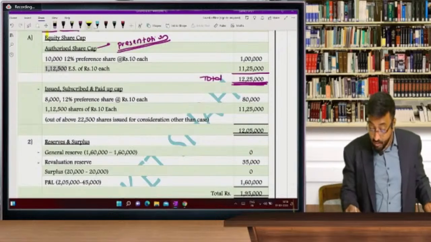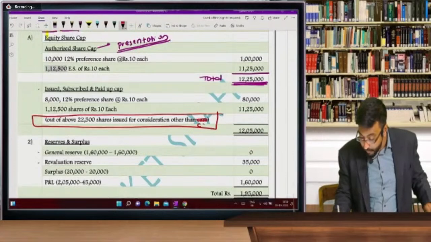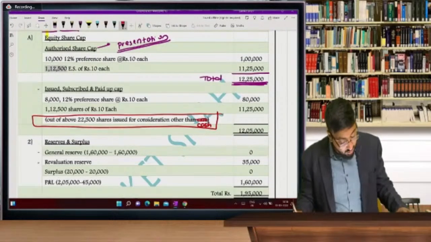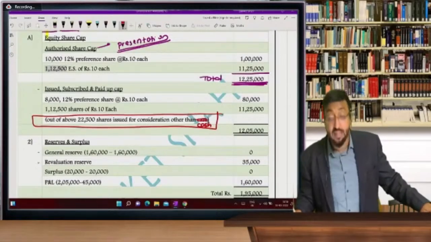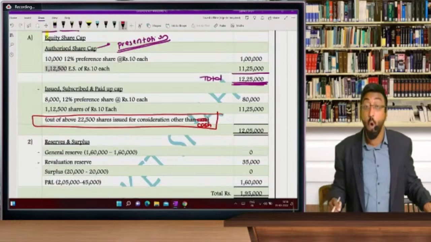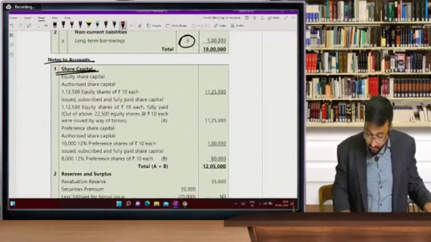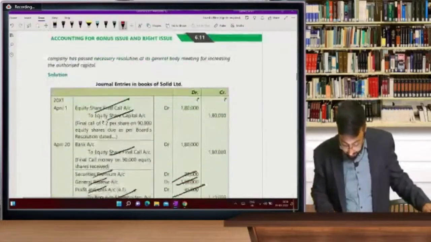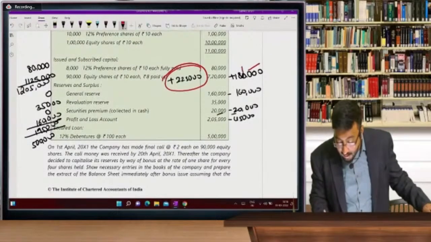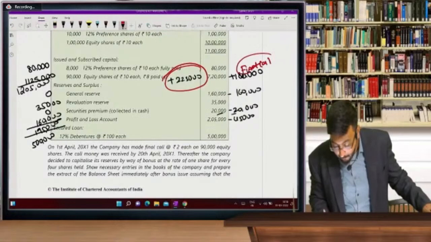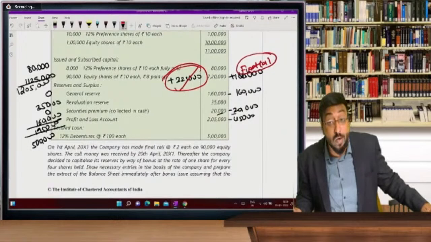And this is a very, very important line. Out of above 22,500 shares, shares issued for consideration other than cash, bonus shares. Now see, in our question, you can see the bonus shares. See beta, this 225, 1,80,000 when we received the final call, and 2,25,000 shares are issued in the form of bonus shares.